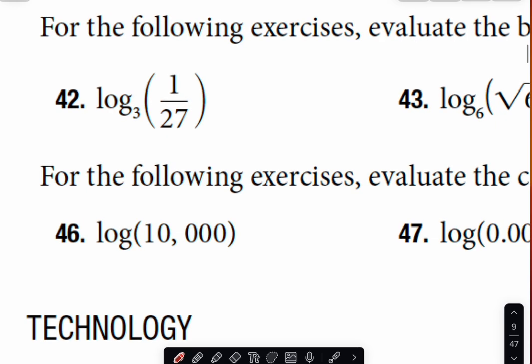So now let's do 42, 46, and 54. Let's do 42. This one I think was in our notes. What power do I put on a 3 to get 1 over 27? Well, I need a negative to flip it. And since 27 is 3 cubed, I need a 3 to turn that 3 into a 27. So the answer is negative 3. 46. It's a common log. There's really a base 10 there. What power do I put on a 10 to get 10,000? Great, count the zeros. The answer is 4. Okay, so those are wonderful. Those ones should be relatively quick.